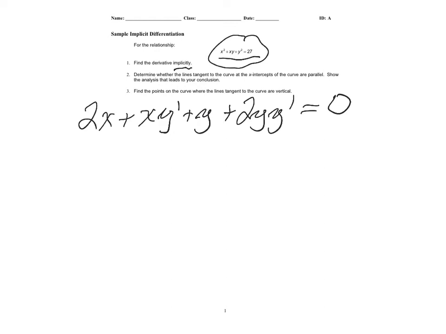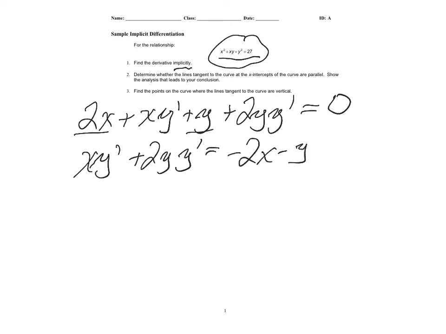To solve for y prime, we group our terms. So I'll leave the y prime terms over here on the left, xy prime plus 2y y prime. And I will move the non-y prime terms over to the right by subtraction. So minus 2x minus y. The next step, factor out the y prime on the left. So y prime times x plus 2y equals negative 2x minus y.